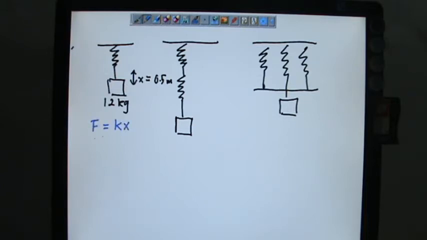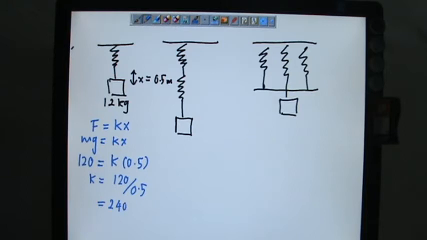F equals Kx, mg equals Kx. So we have 120 equals K times 0.5. I'm interested to find out the spring constant. 120 over 0.5 will give me 240 Newton per meter. So let's call this A system, where it is series, while this one we can call B system, it is in parallel.